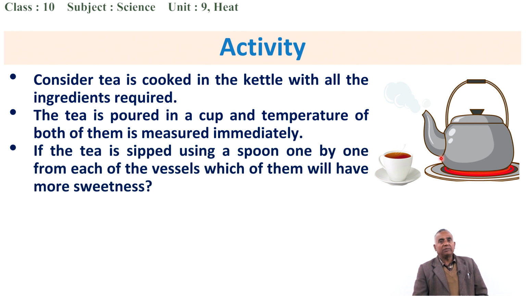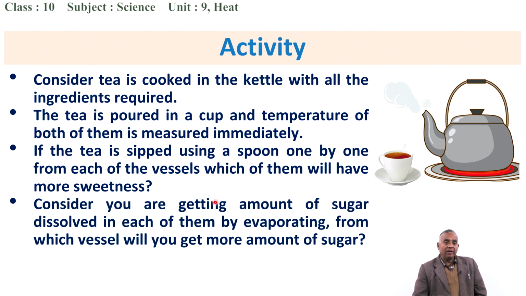So temperature is measured, and you found that the temperature is the same. If the tea is sipped using a spoon one by one from each of the vessels, which of them will have more sweetness? Same. Yes. Okay. Consider you are getting the amount of sugar dissolved in each of them by evaporating. From which vessel will you get more amount of sugar?